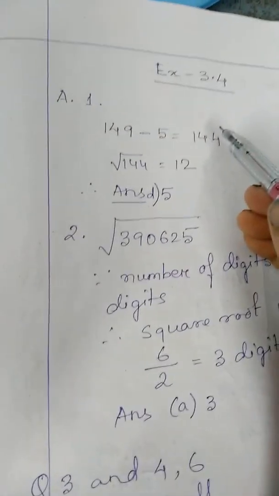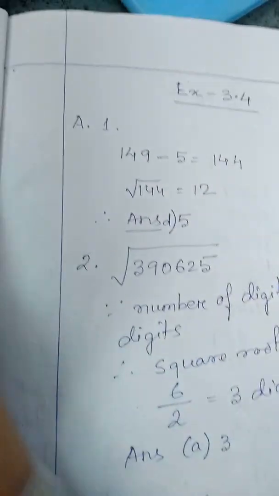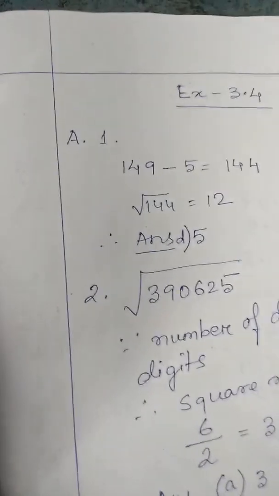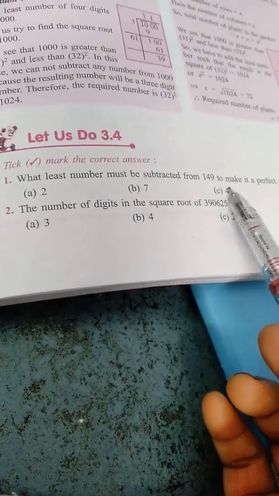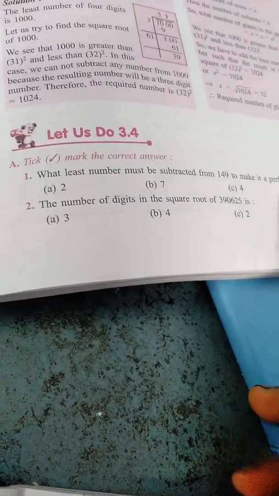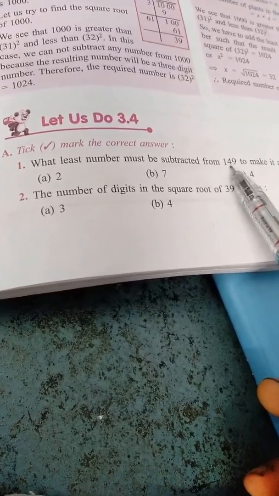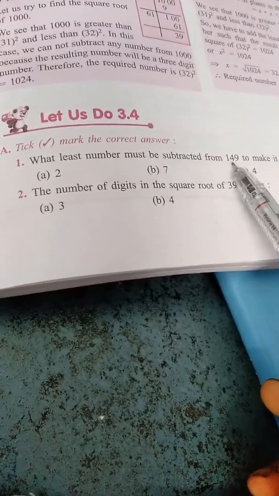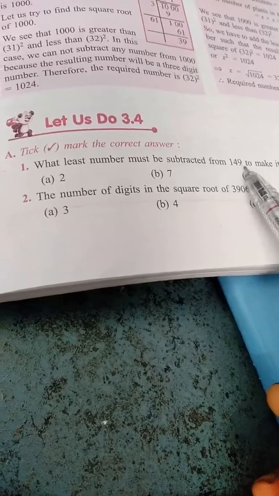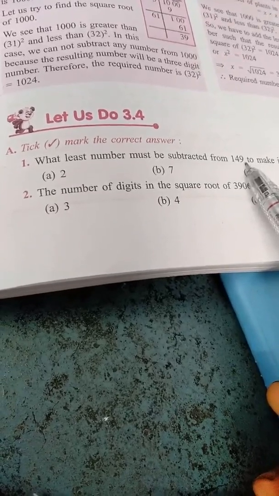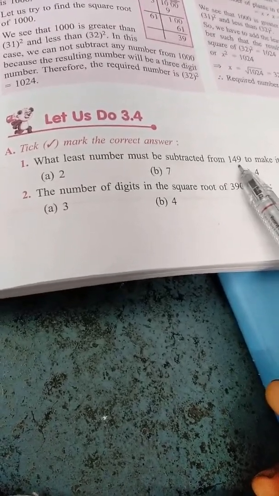Now let us start exercise 3.4. Question number A1. They have asked you to find out what least number must be subtracted from 149 to make it a perfect square. Since 149 is not a perfect square, below that, what is the number? That means it is a perfect square. Can you remember? That is 144. That is 12 square is equal to 144. You can see the table also.